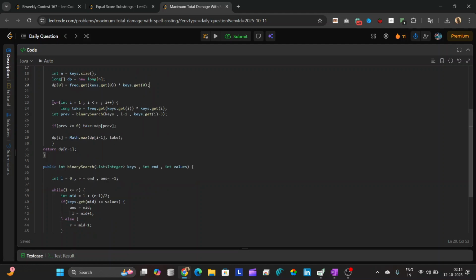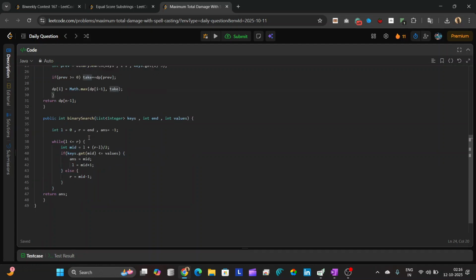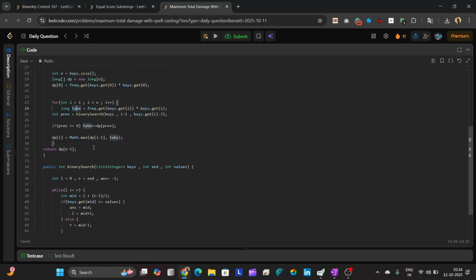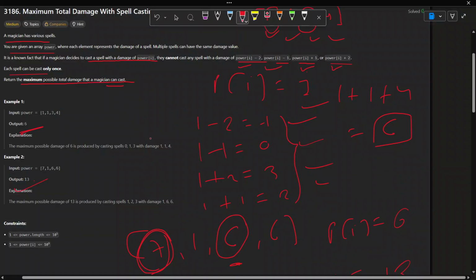After that I'm applying a for loop, i equals 1 to n. Here I will check the frequency into i, so I am calculating the frequency and multiplying it with our key. This is a take or not take: take here. Then previous: we are finding the rightmost approach.